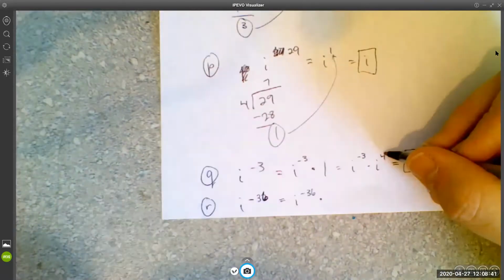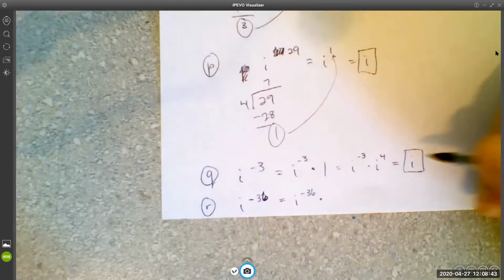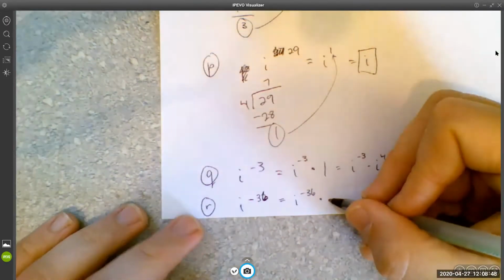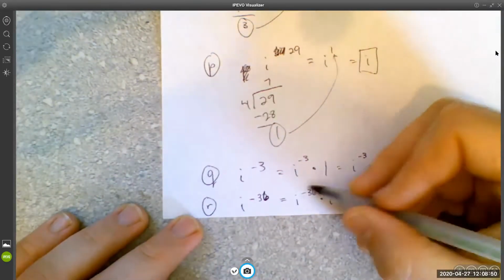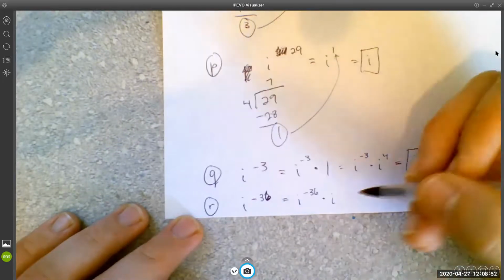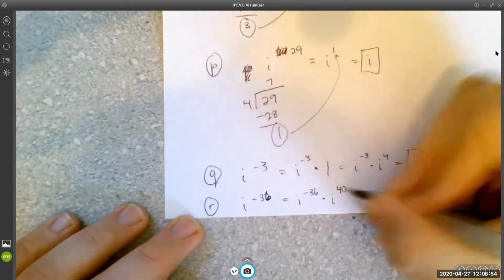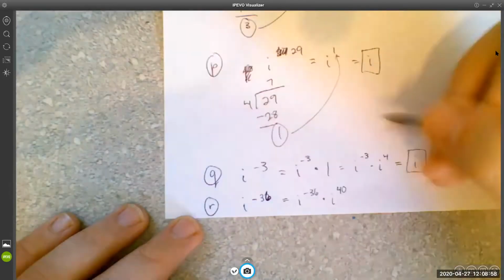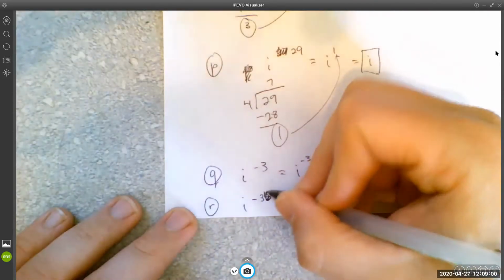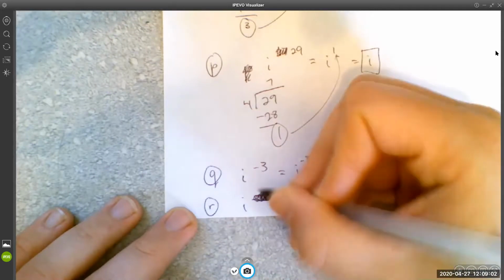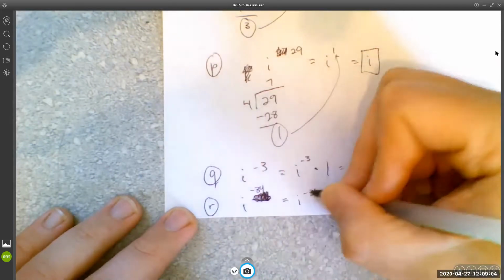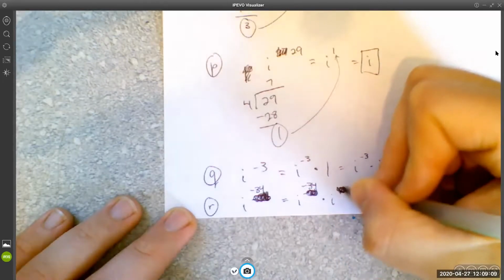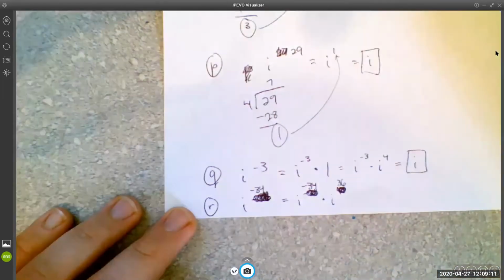But i to any exponent that's a multiple of 4 is equivalent to 1. So if I think about, well, what's a good multiple of 4 here that would make this thing positive? Well, 40, right? Why did I say 36? I want to do 34. i to the negative 34th power. Then I wouldn't use 40, I would use 36, right?